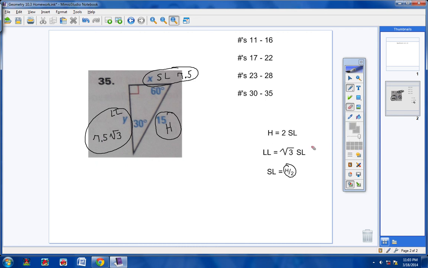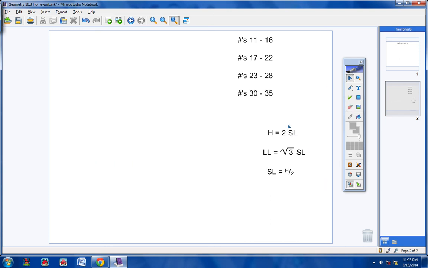Okay, so listen, you can only use these three formulas right here that I'm highlighting. You can only use those three formulas when you're dealing with a 30, 60, 90 triangle. But when you are dealing with a 30, 60, 90 triangle, these formulas right here are really, really helpful.